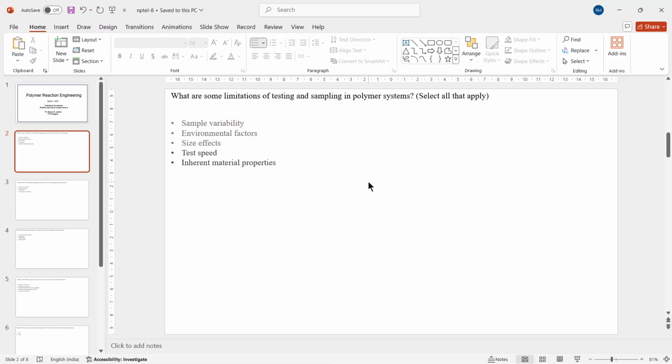Then inherent material properties. If two separate materials are being tested, definitely different results will be obtained. If the inherent material properties of both samples are the same, then no problem, we will have similar results. So the first three, that is sample variability, environmental factors, and size effects, are some of the limitations of testing and sampling in the polymer systems.